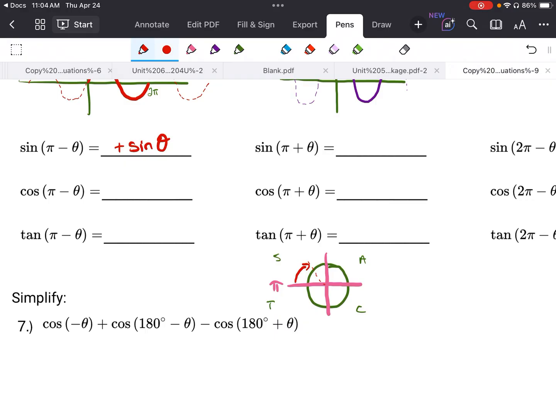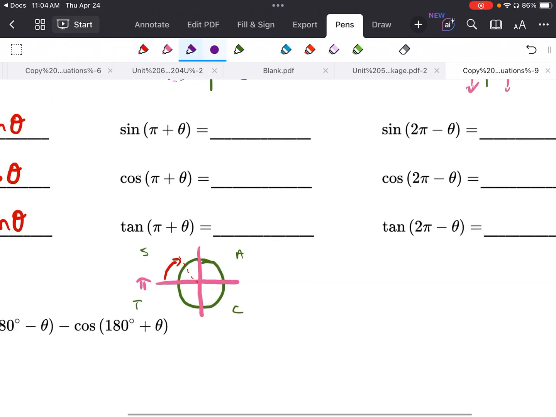What if we started at pi and took away theta, we're still in quadrant 2, which makes the cos negative. So all these pi take away theta, that means they end up in quadrant 2. So sine should be the only positive one.